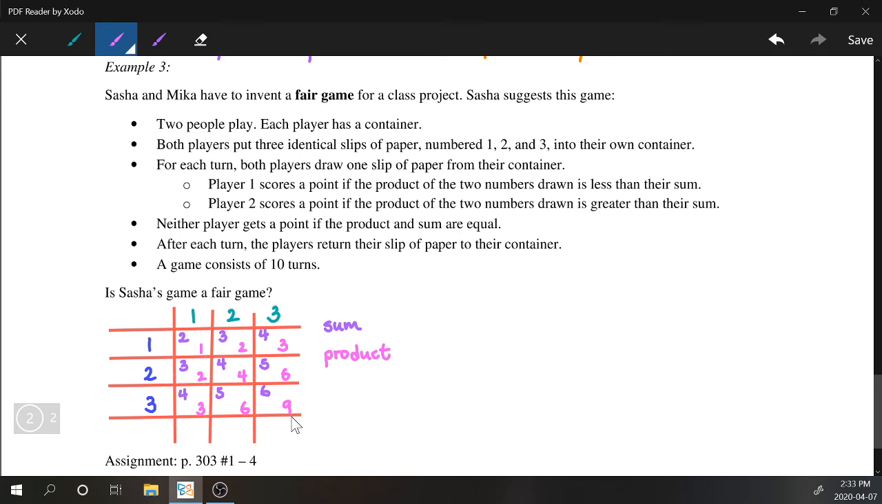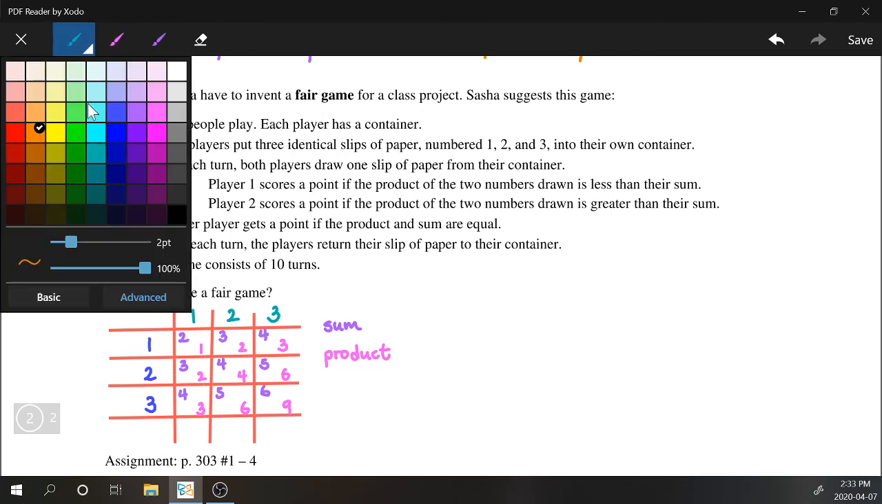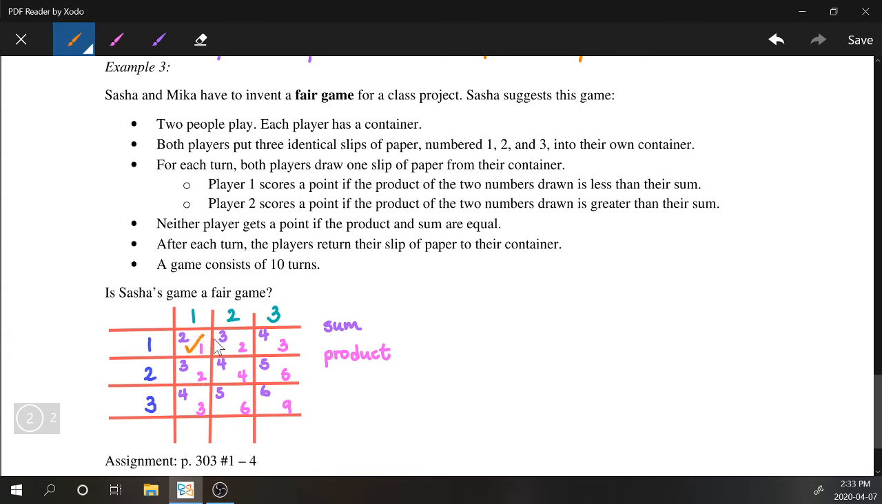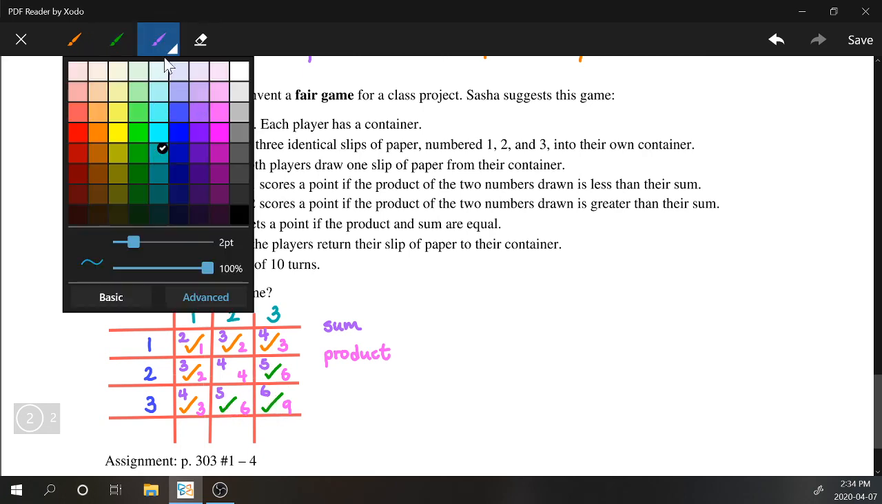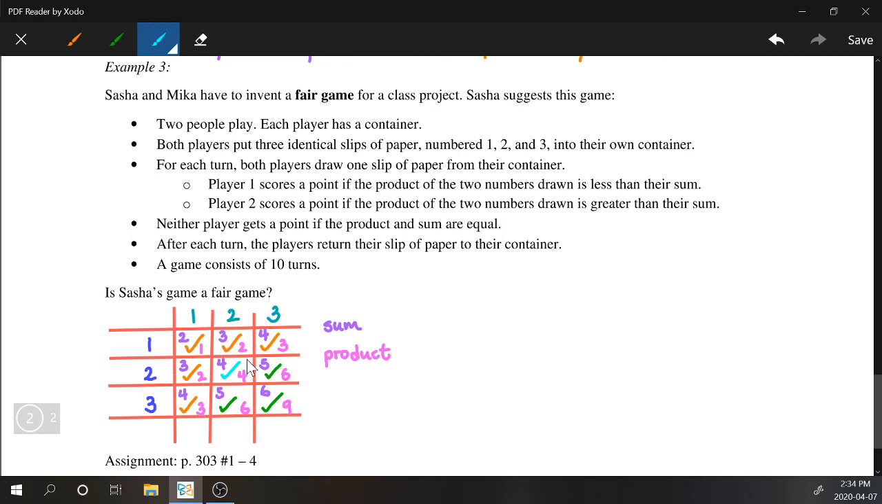Okay, so let's look at the scenarios under which player 1 wins. So you can see here that player 1 wins in this spot, this spot, this spot. 3 is greater than 2, and 4 is greater than 3. So in all the orange check mark boxes, the sum is greater than the product. On the other hand, in these 3 boxes, the products are greater than the sum. And in the middle here, they tie. So nothing doing there. Just going to write in a neutral color.